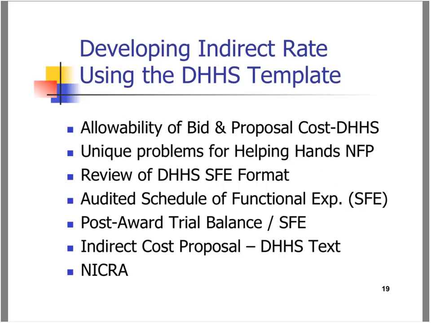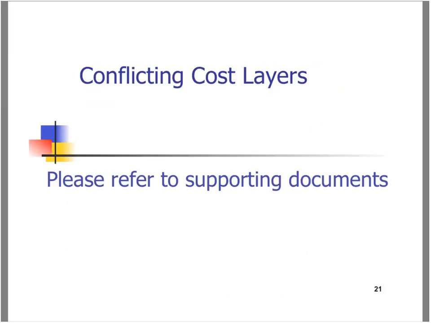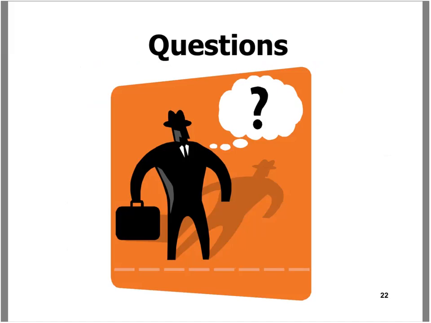I'm going to go back now. So we have looked at reviewing the HHS format. We looked at an audit schedule, a functional expense. We looked at post-award trial balance. We looked at the proposal, the text part, and the negotiated indirect cost rate agreement. So, you know, whoops, sorry, I went the wrong way. Okay. So, are there any questions at this point? I'll turn it back over to the host.